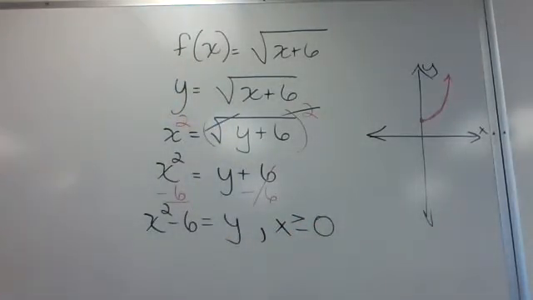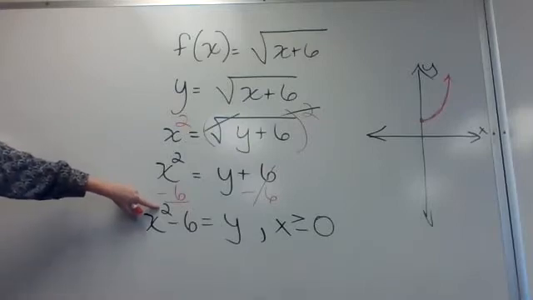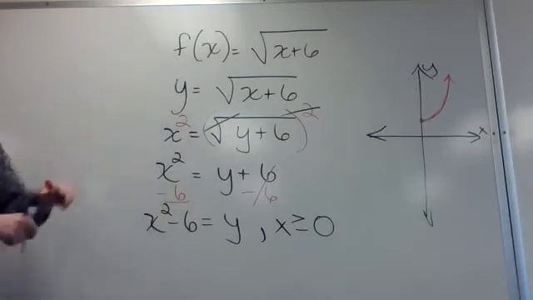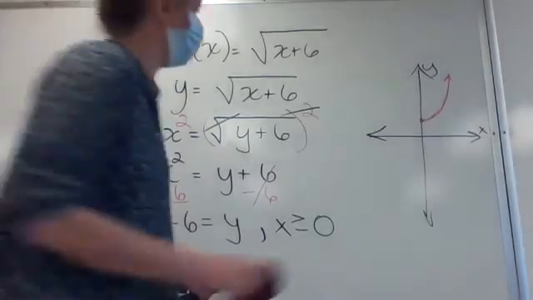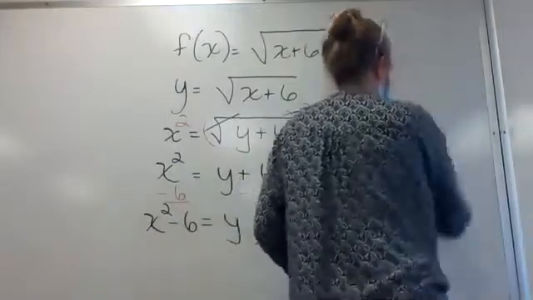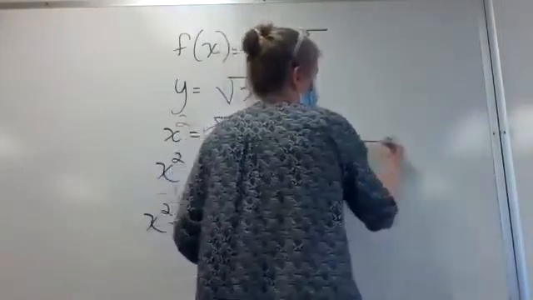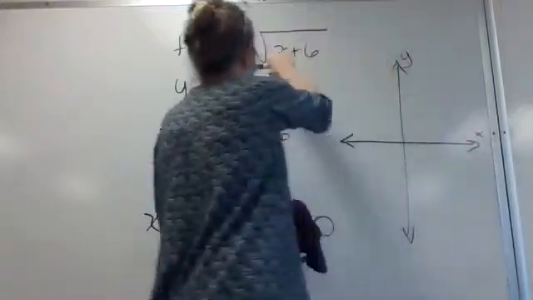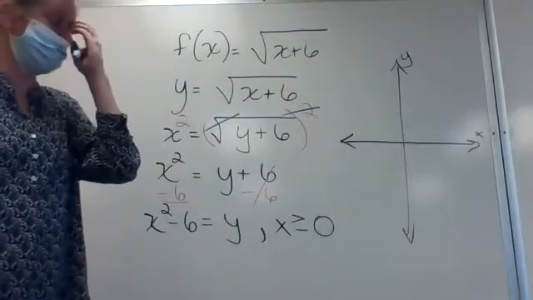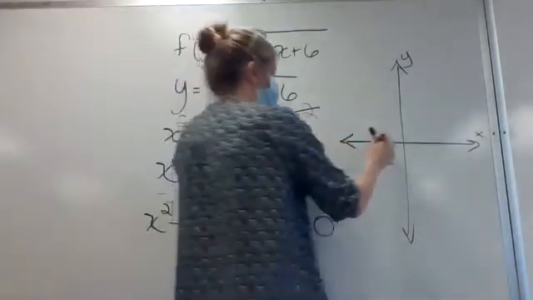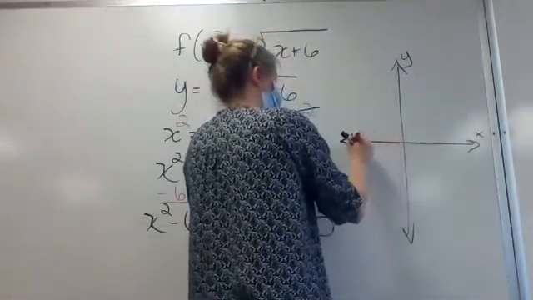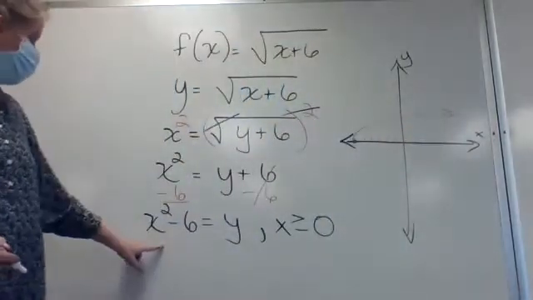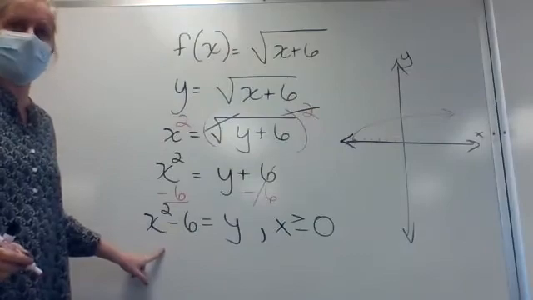The reason is, what kind of shape is this going to end up being? Parabola, which is not one-to-one. But if I put both of these on the graph, this one, the square root of x plus 6, square roots look like that. Finding the inverse of it, which is x squared minus 6.